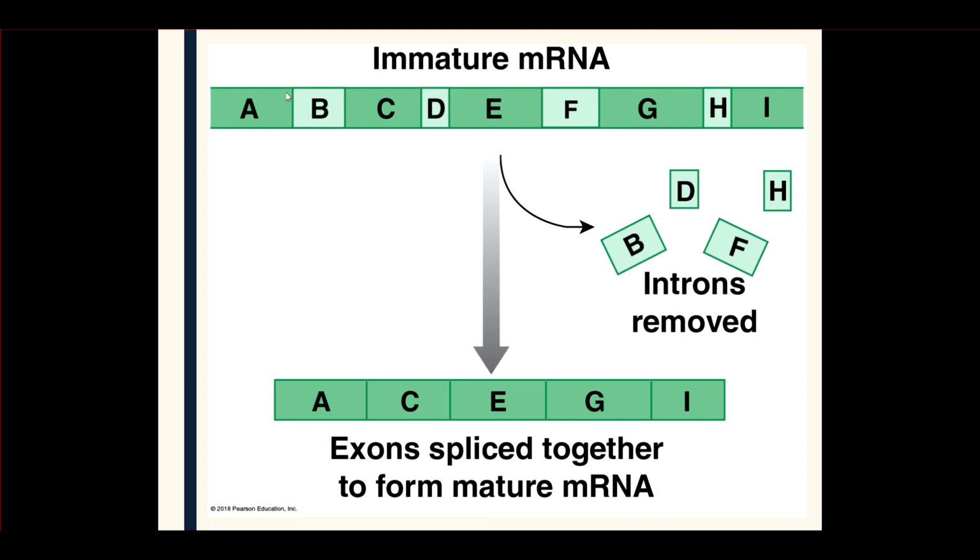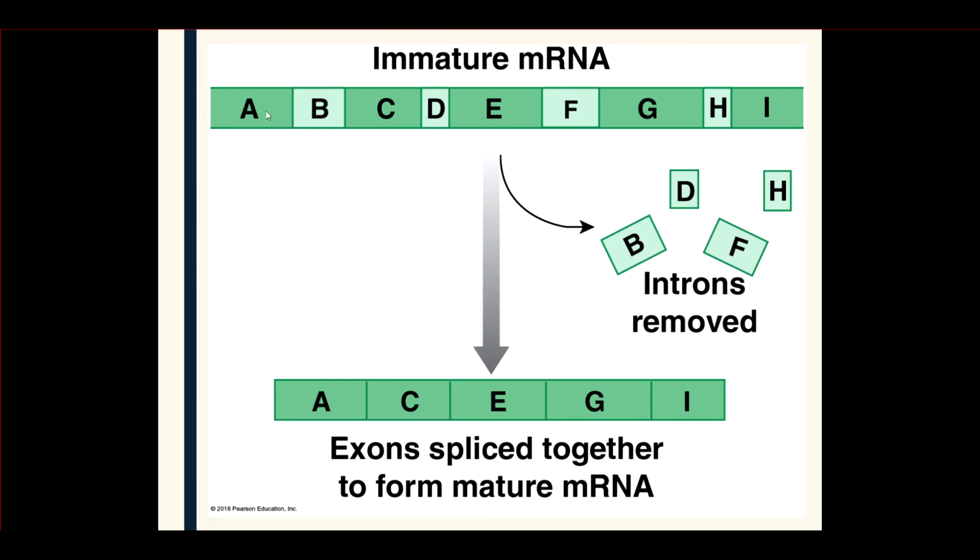For instance, this section here of the messenger RNA that they labeled B does not code for an amino acid, so we don't need that. We got to cut it out. D, F, and H, the same thing. So we cut these out. These specific portions that we cut out are known as introns, right? We're going to remove them, right? So those are sections of the messenger RNA that we can remove.